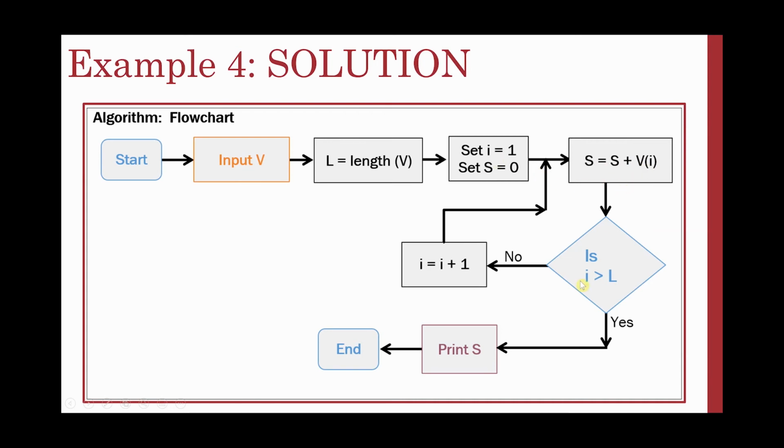And then I'm going to ask, is my counter greater than my length? If it is not, I'm going to add 1 to my counter. I'm going to go back and now add the next element of v to my previous sum. And I'm going to keep executing this pathway until my counter is greater than L. If my counter is greater than L, I have completed my loops and I will print S.